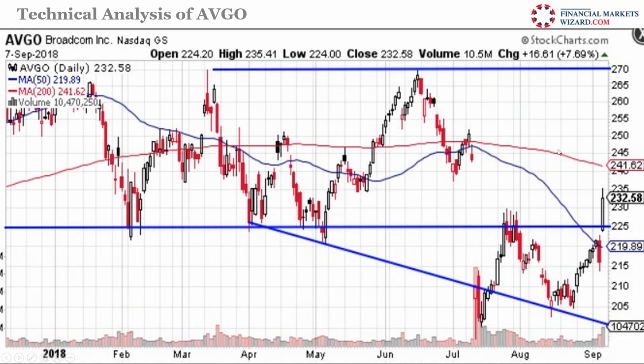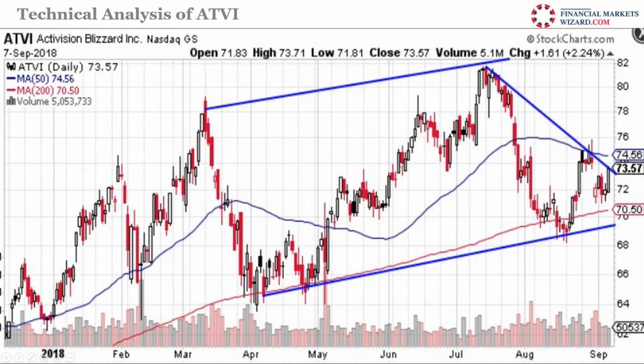ATVI, I don't have a chart, but I did show you on the 7th of September, when we met last Sunday, that it will go up, and it hit 81. So I was feeling good about it, and I mentioned it.